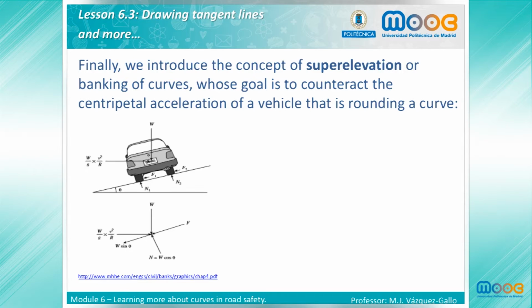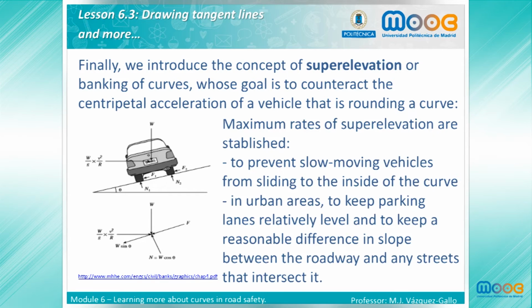Finally, we introduce the concept of superelevation or banking of curves, whose goal is to counteract the centripetal acceleration of a vehicle that is rounding a curve. Maximum rates of superelevation are established first to prevent slow-moving vehicles from sliding to the inside of the curve, and second, in urban areas to keep parking lanes relatively level and to keep a reasonable difference in slope between the roadway and any street that intersects it.